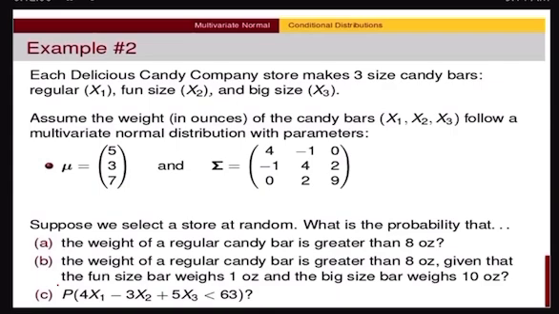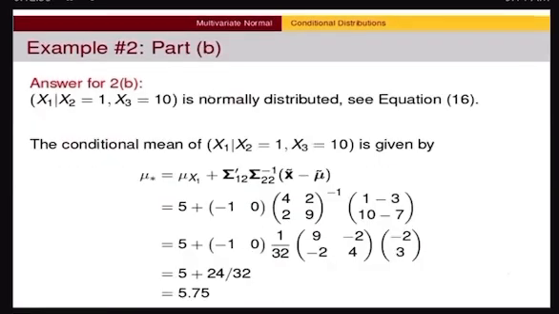Question B said the weight of a regular candy, X1, is greater than 8 ounce, given, and I need to pay attention to this, given that the fun size bar weighs 1 ounce and the big size bar weighs 10 ounce. That's a conditional. That requires the use of a conditional normal distribution. If I want to interpret that, you need to first interpret it mathematically. Take a look at that.